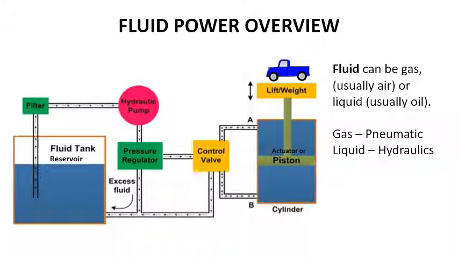In this presentation, we'll introduce the basic concepts of a fluid power system. There are 7 main components. There's a reservoir where the fluid is kept, a filter to keep it clean, and a pump to increase pressure. If the pressure gets too high, there's a pressure regulator, which would release some of the pressure. There's a control valve that manages which direction the fluid is flowing. And then there's a cylinder and an actuator.